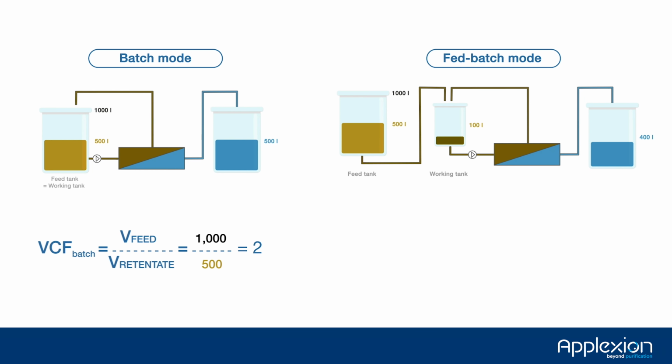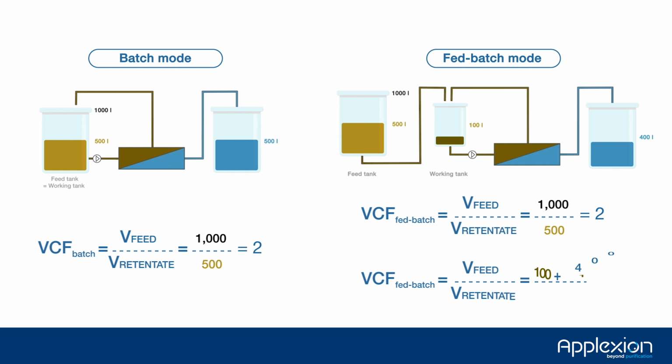One must be careful to use the proper calculation for each of the two modes. In this case, the VCF, that is, the feed volume divided by the retentate volume, is equal to 2 for the batch mode. For the fed batch mode, be careful to consider only the volume that passes through the working tank in the calculation. If not, there can be great differences in the results. In this case, the VCF is equal to 5 and not 2.